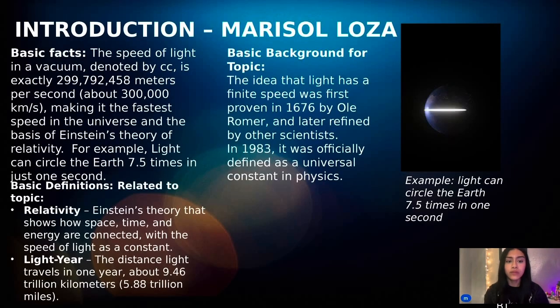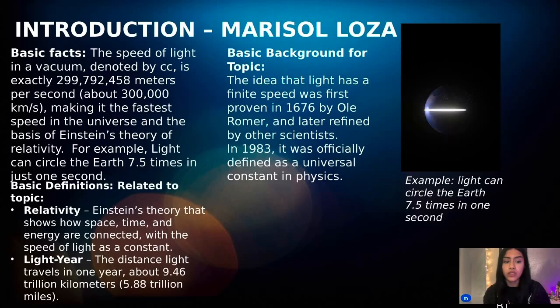Some basic facts. The speed of light in a vacuum, denoted by c, is exactly 299,792,458 meters per second, or about 300,000 kilometers per second, making it the fastest speed in the universe and the base of Einstein's theory of relativity. For example, light can circle the Earth 7.5 times in just 1 second.